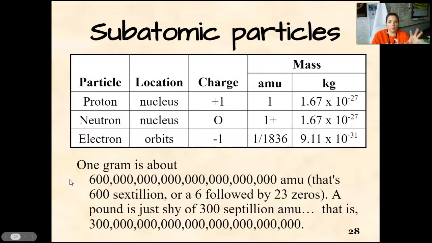Using AMUs is so much better. 1 gram of protons is about 600 sextillion AMU, and a pound is about 300 septillion AMU. That's why we use AMU instead of grams.